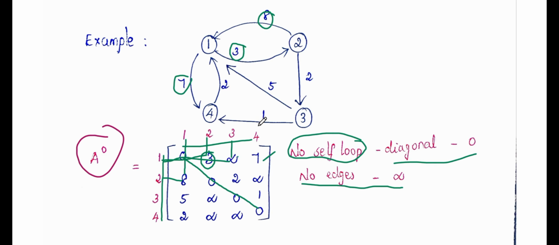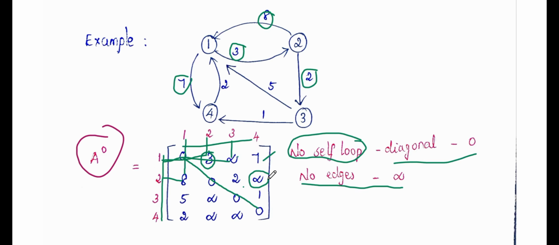Then 2 to 3. The value is 2. Then 2 to 4, no edges is there, so simply put infinity. Clear? How to fill the matrix is clear. If the graph contains no self loop, the diagonal values are 0. If edges are there, simply write that edge's weight inside the intersection cell. If no edges, simply put infinity.